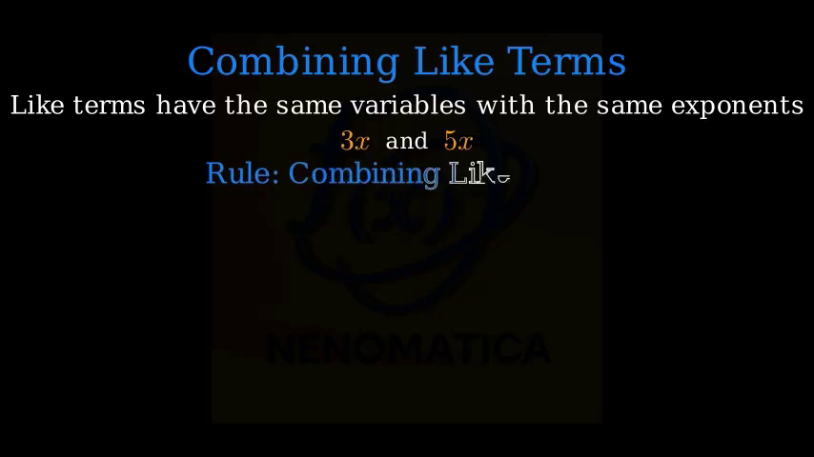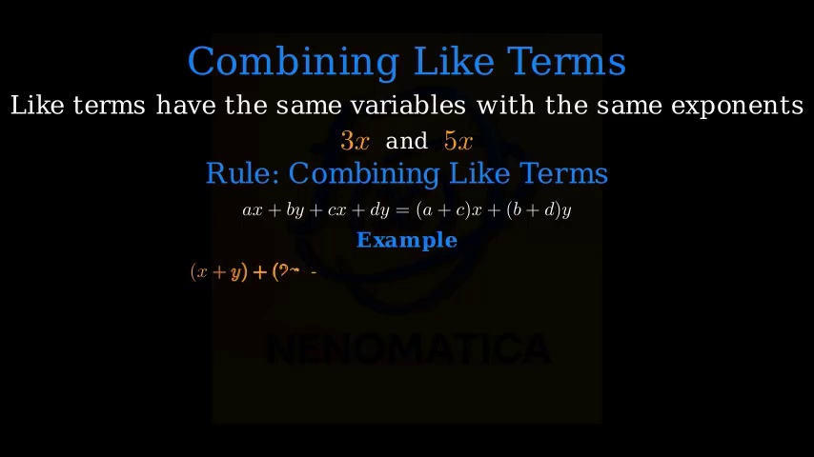Let's look at our first example. To find the sum of several expressions, we only combine like terms and leave the unlike terms as they are. Let's break down this example step by step. We start with the expression x plus y plus 2x plus 3y.